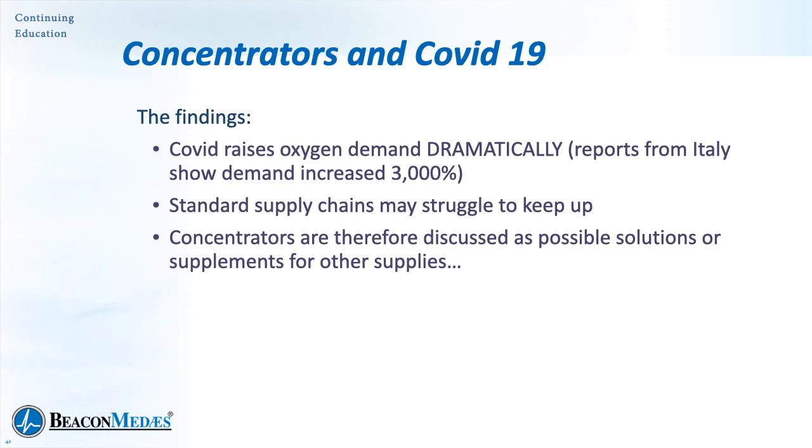The findings from COVID are that oxygen demand dramatically increases. In Italy, they had increases as much as 3,000%. Standard supply chains may struggle to keep up with that demand. Concentrators, therefore, have been discussed as solutions or supplements for other supplies.